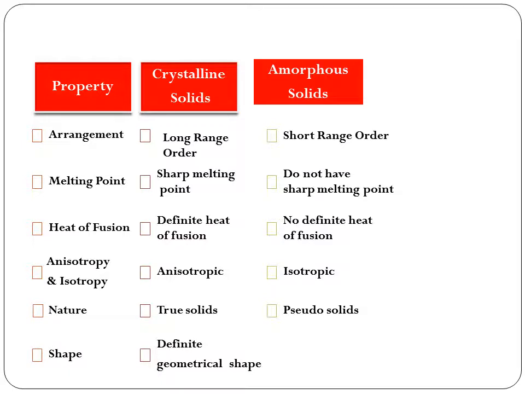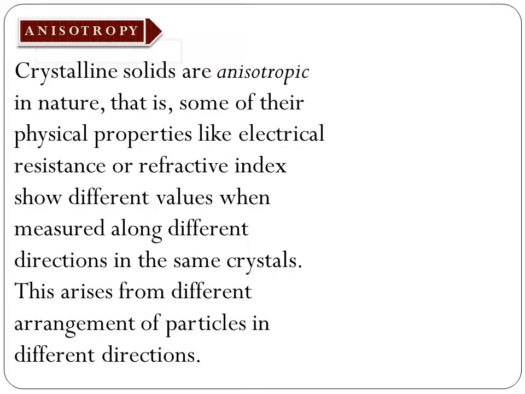Next, shape: crystalline solids have a definite geometrical shape, whereas amorphous solids have an irregular shape. Amorphous solids cannot be defined with a particular shape, dear students. Here it is explained, dear students, anisotropy again, for 2 marks.